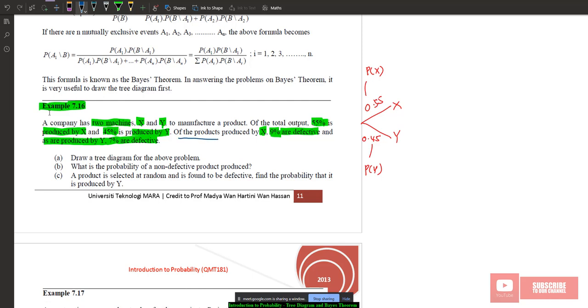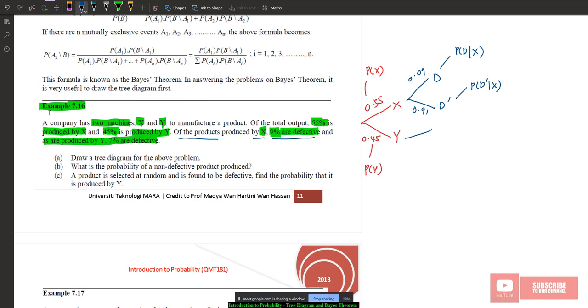of the product produced by X, 9% are defective. So there should be 2 outcomes, either defective or non-defective, right? 9% defective is 0.09. Non-defective is 0.91, right? It should be the complement of defective, right? So this is the probability of D given that X has already occurred. So this is the probability of D complement given that X has already occurred, right?